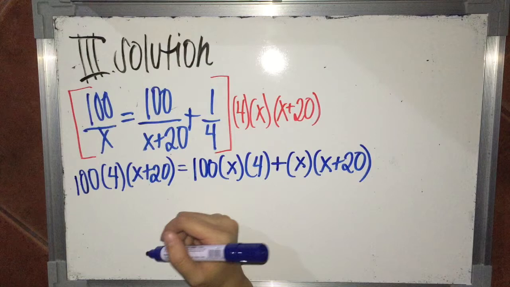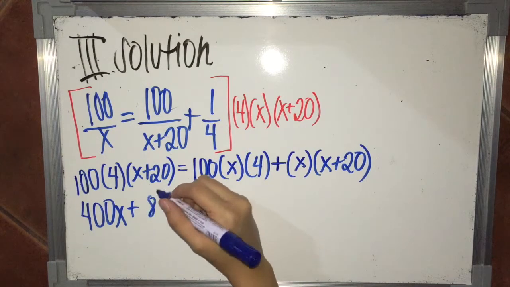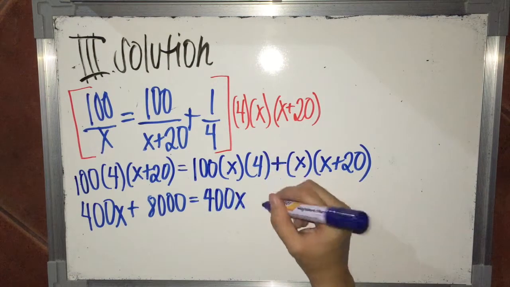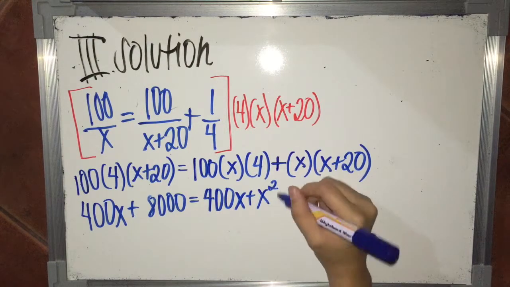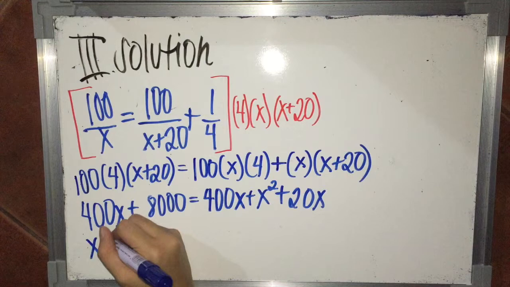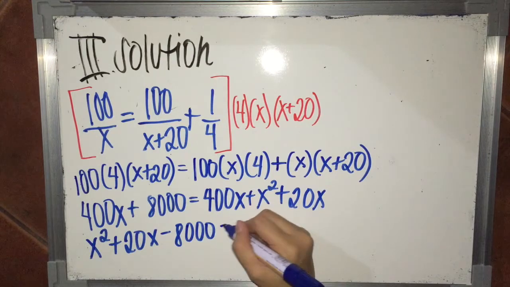By multiplying 100 to 4 and then distributing 400 to x plus 20, it becomes 400x plus 8000 equal to the product when you multiply 100 to x and 4, which is 400x, plus the product when you distribute x to x plus 20, which is x squared plus 20x. Transpose 400x and 8000 to the other side because x squared is there and you need a trinomial to factor. It is now x squared plus 20x minus 8000 equal to 0.